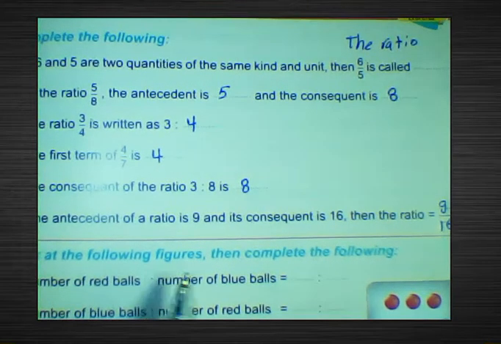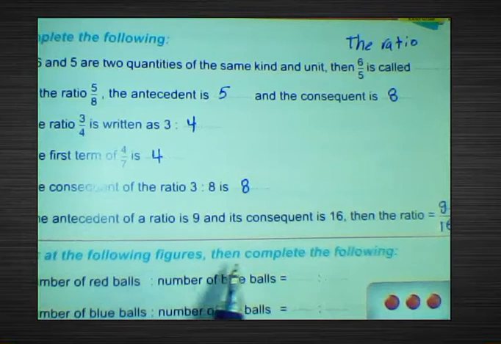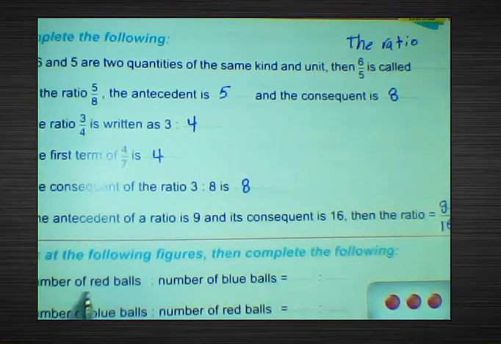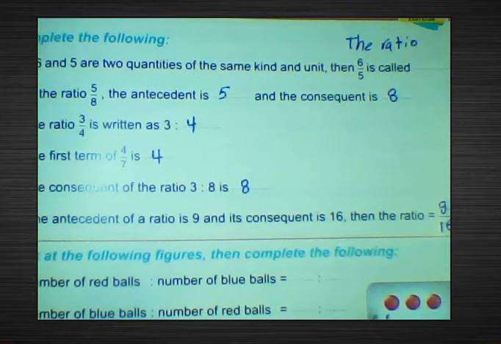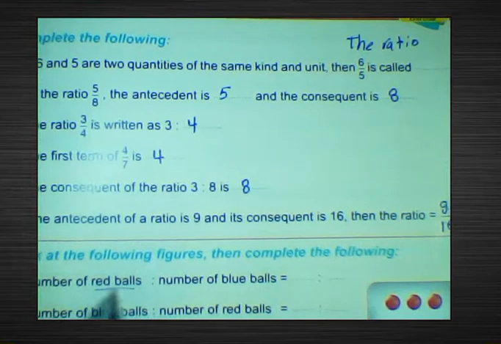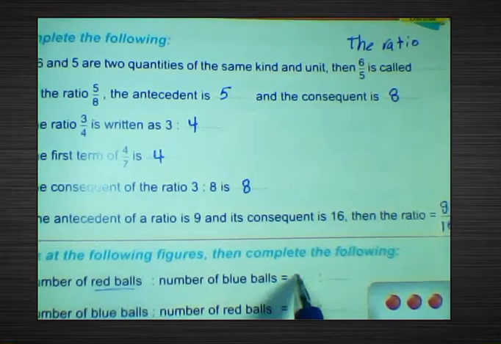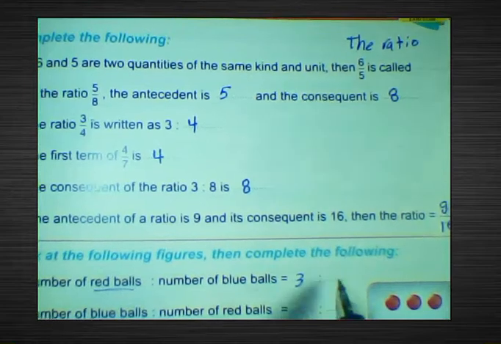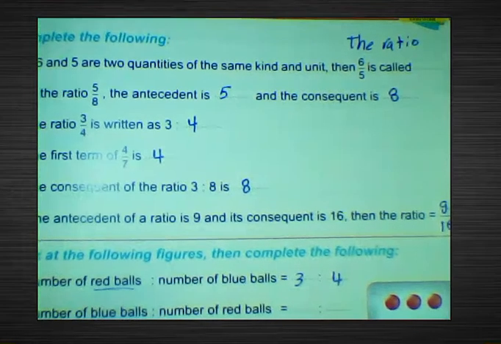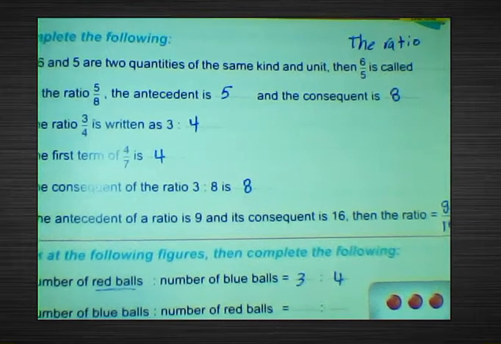Look at the following figures, then compare the following. Number of green poles to number of blue poles. Number of green poles is 3. Number of blue poles: 1, 2, 3, 4.